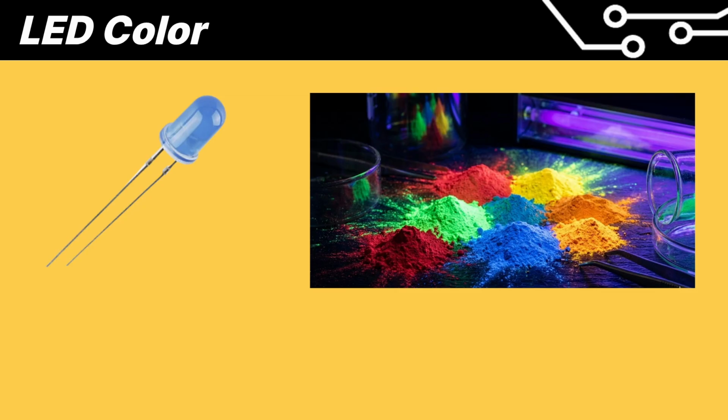Another method is to cover a blue LED with phosphorescent powder of a specific color. For example, covering a blue LED with orange phosphor creates orange light. In this video, we briefly looked at the process of how LED colors are created.